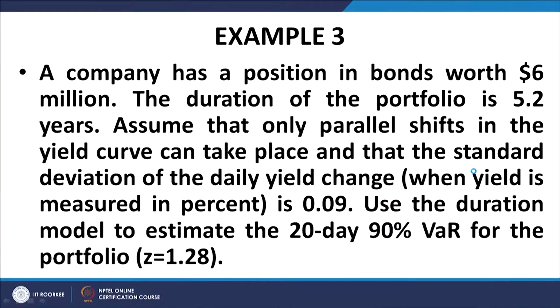A company has a position in bonds worth $6 million. The duration of the bond portfolio is 5.2 years. Assume that only parallel shifts in the yield curve can take place and the standard deviation of daily yield is 0.09%. Use the duration model to estimate the 20-day 90% value at risk. The z value is given to us, z value for 90% is 1.28.